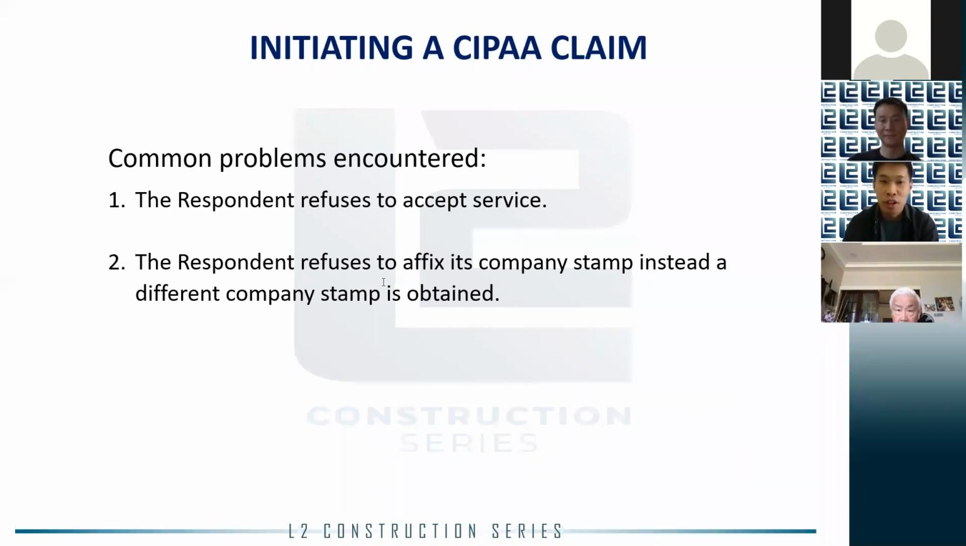Also, just to be safe, you may also want to resend the whole document by AR registered post, which is a mode of service under Section 38 of CIPAA. If a different company stamp is used or you call CHOP on the notice of adjudication, don't worry. As long as you deliver to the correct address, the document is deemed served under Section 38.